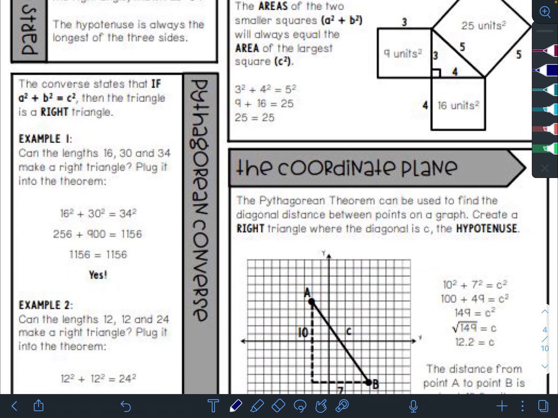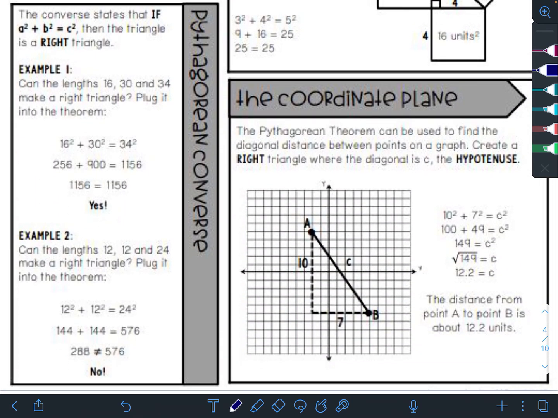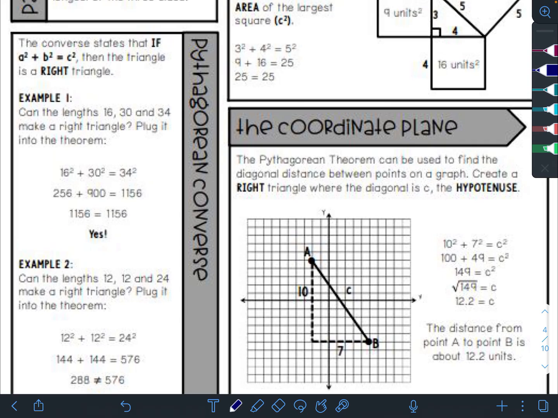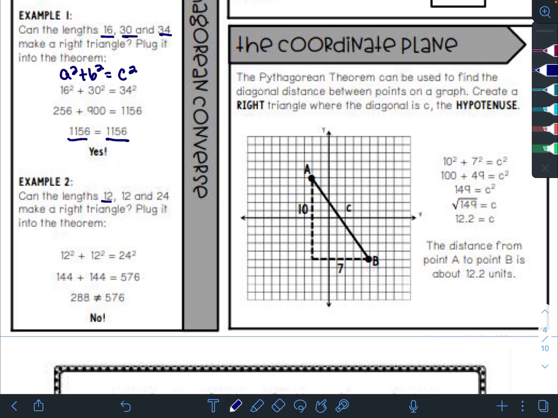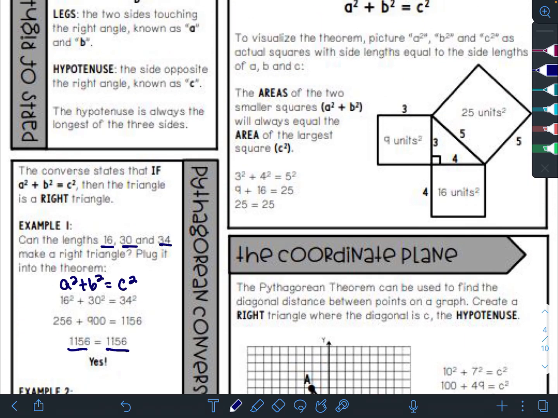Then to look at the Pythagorean theorem converse, what that basically means is that you are proving that if you are given 3 sides, would it make a right triangle or not? So if I was given 16, 30, and 34, you would basically have to try them in the formula to see if it works. So they squared each of those, and I got 1156 equals 1156. So yes, those would make a right triangle. But then if I tried these, for A squared plus B squared equals C squared, I get 288 and 576, and they do not equal each other, so that would mean that it would not be a right triangle.